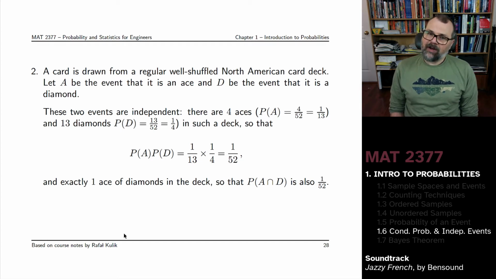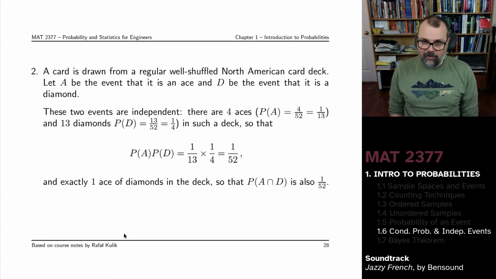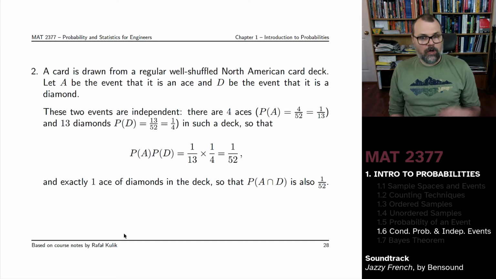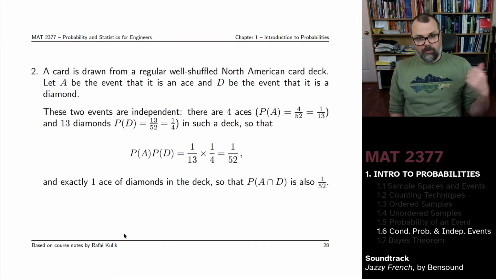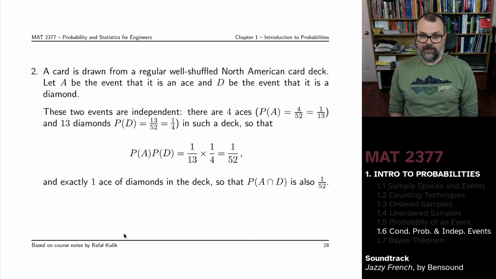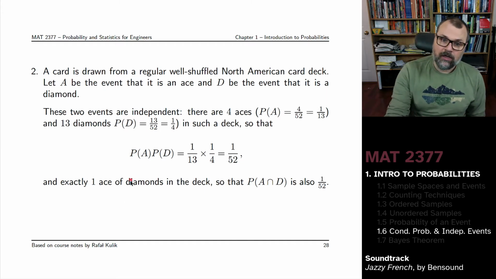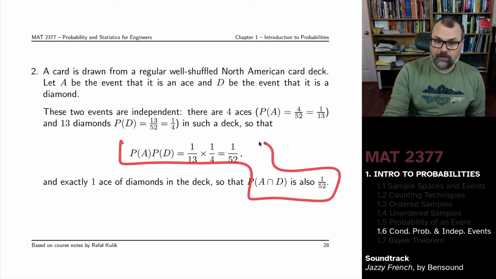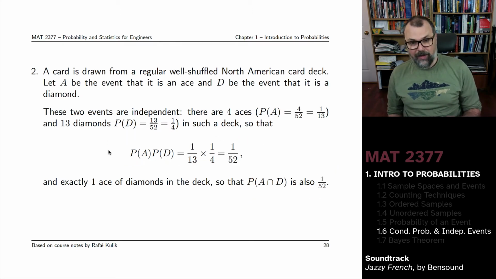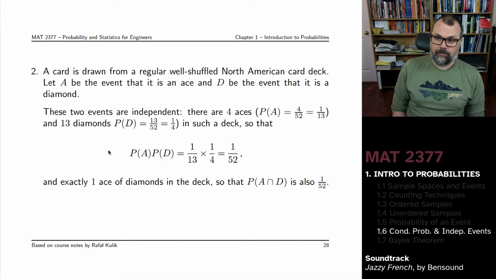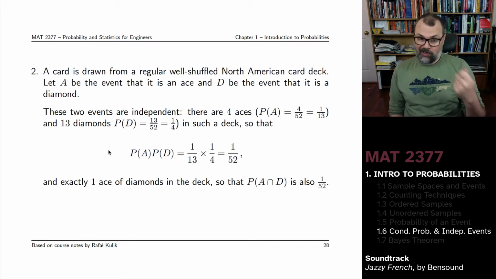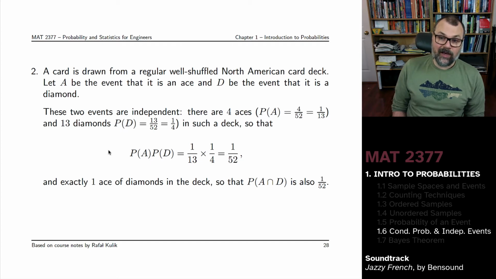But that's exactly the probability of drawing the ace of diamonds. The ace of diamonds is the one card in your deck that is both an ace and a diamond. There's one outcome for an ace of diamonds out of 52 outcomes, 52 cards, and that number is the same as the product. And so, because these 2 things are equal, A and D are independent events. Knowing that you drew an ace doesn't really affect the probability that you also drew a diamond, and vice versa.